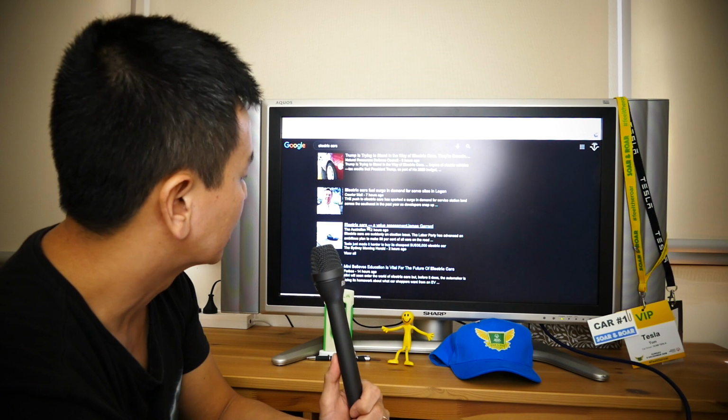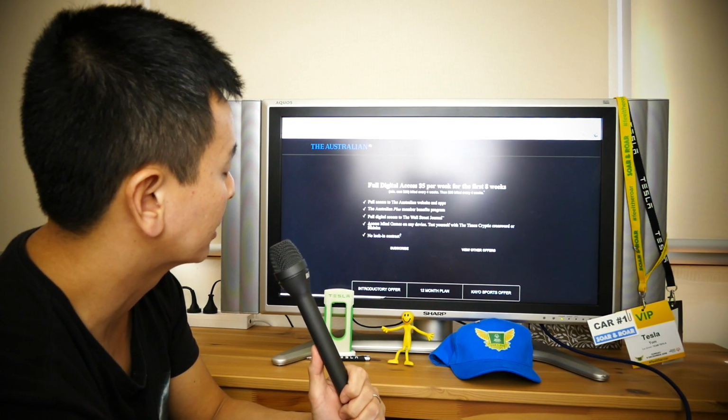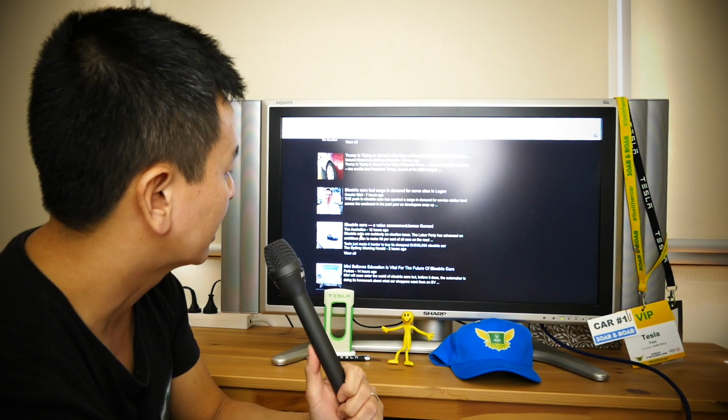Electric cars, a value assessment. I think The Australian has a paywall as well, so yeah, it does. So I'm going to go back and just read the headline here. Electric cars are suddenly an election issue.